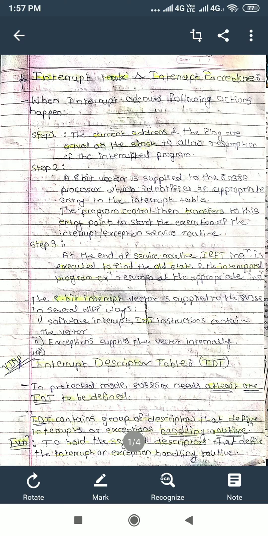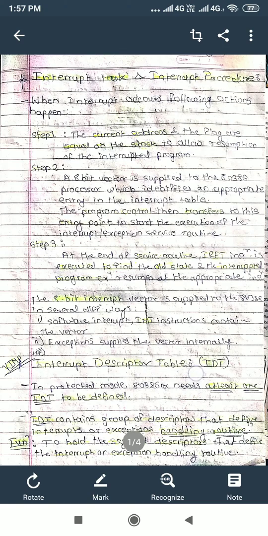Now you must be clear about IDT and IVT. When your processor is operating in protected mode, it uses IDT, whereas when your processor is in real mode, it uses IVT. Both are the same. Both store the interrupt handling routines or the instructions needed to handle the interrupts.